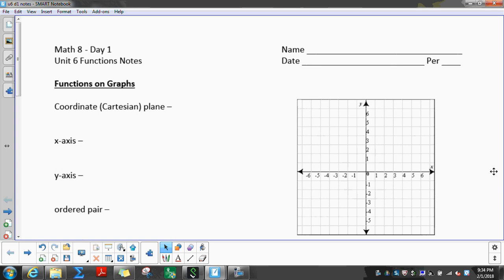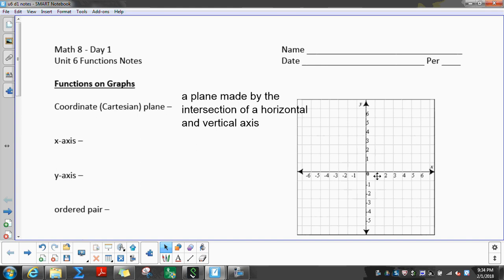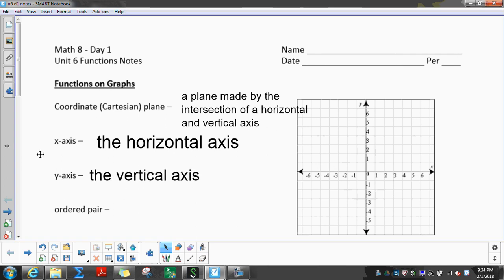So a coordinate plane, this is a coordinate plane. You guys see it every day. You might not know what the terminology is. It's also sometimes called a Cartesian plane. Basically, it's a plane made up by an intersection of a horizontal and a vertical axis. The horizontal axis is the x-axis. The vertical one is the y-axis.